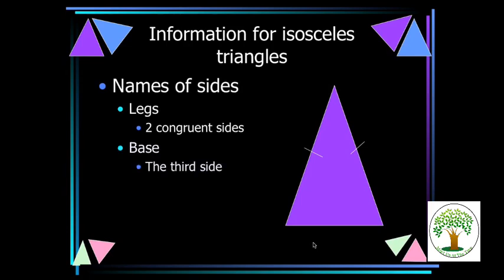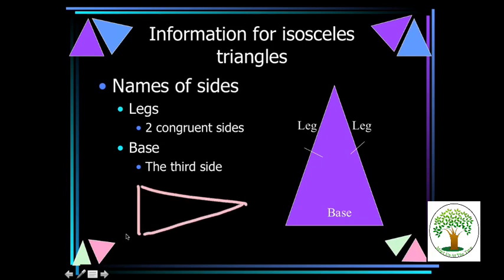When you say base, sometimes you think it's the bottom. Be very careful. Your isosceles triangle could be laid on its side or turned over. It's kind of like putting a chair on its side. This is still the base, even though it's not lying on its base, okay? So here are the legs. They're the congruent ones, and the base is the lone one all by itself.